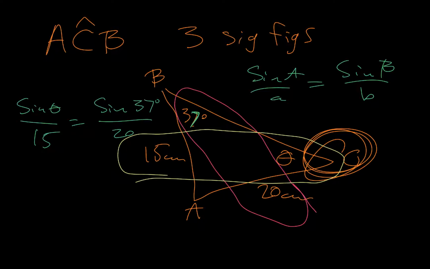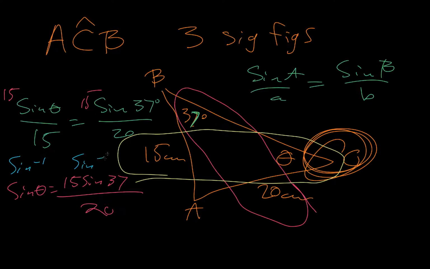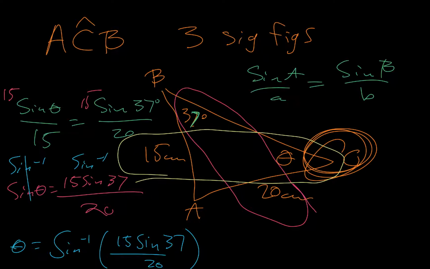Okay? So I only have to do a few things algebraically. So I'm going to multiply both sides by 15. And I get sine theta equals 15 sine 37 over 20. And then I do the inverse sine of that. So theta equals the inverse sine of 15 sine 37 over 20.